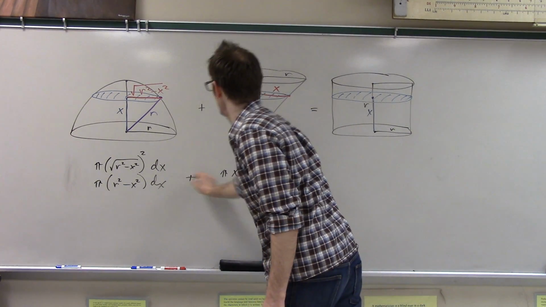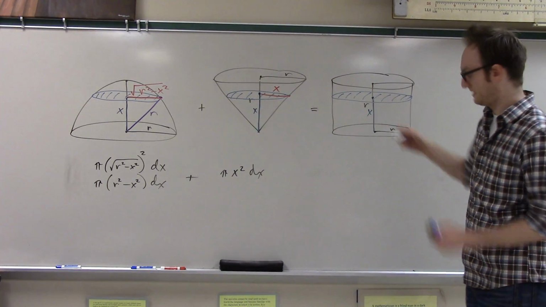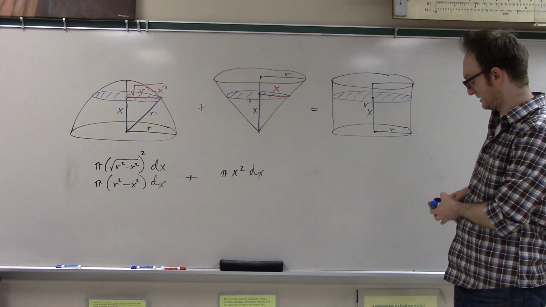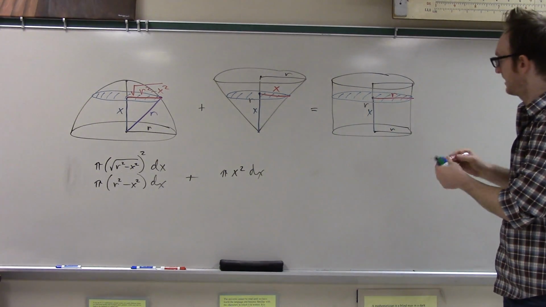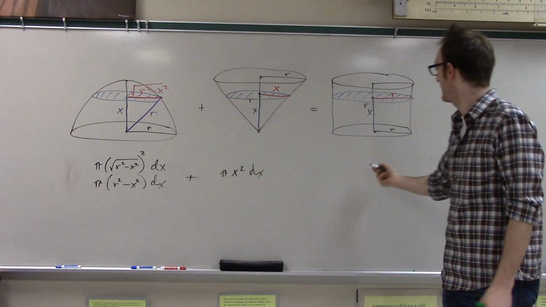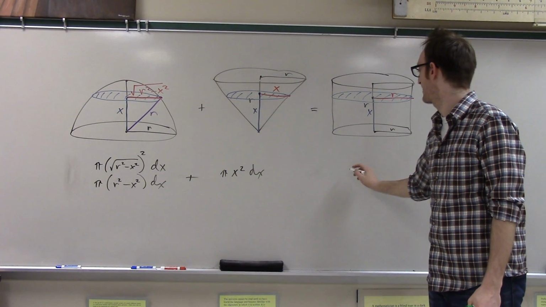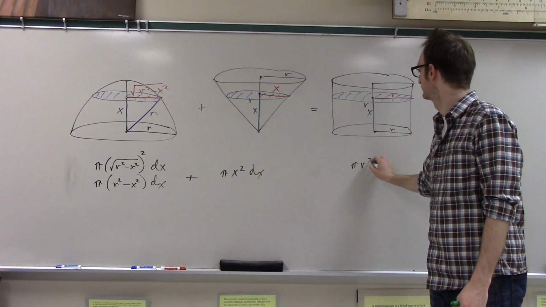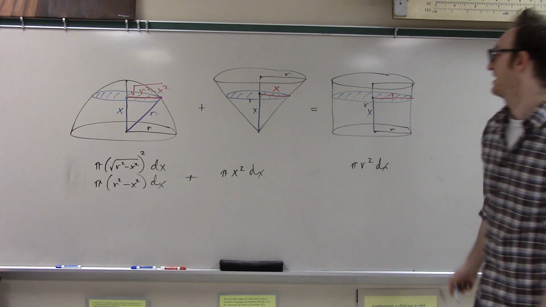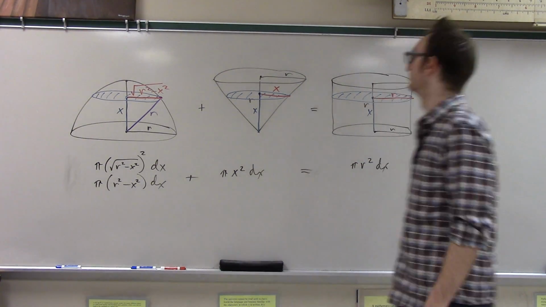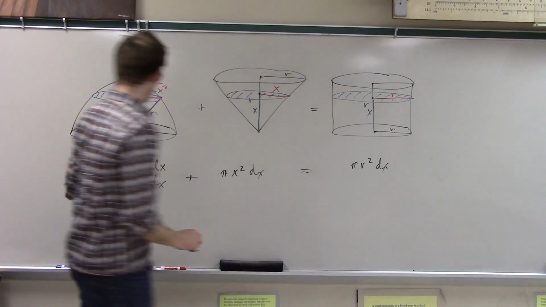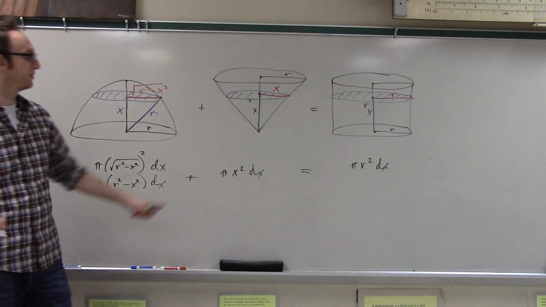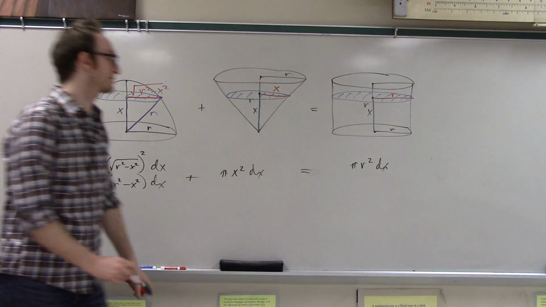And over here, this is, again, pretty easy. Since this is just a cylinder, this is just r. And so we have that this is just pi r squared dx. And look, this is just true. It's just true that pi times r squared minus x squared dx plus pi x squared dx is pi r squared dx.